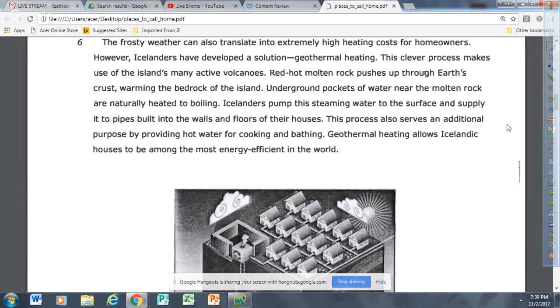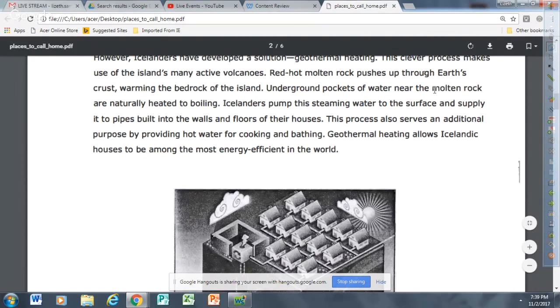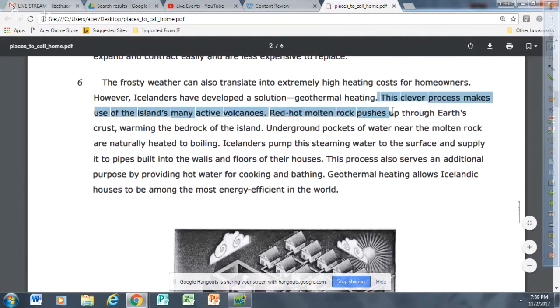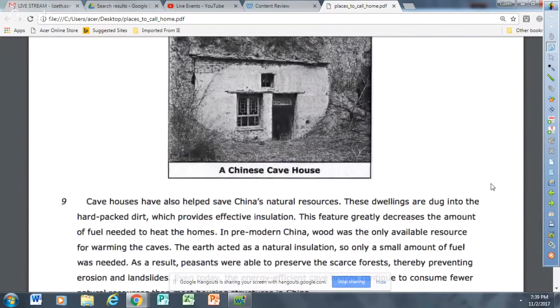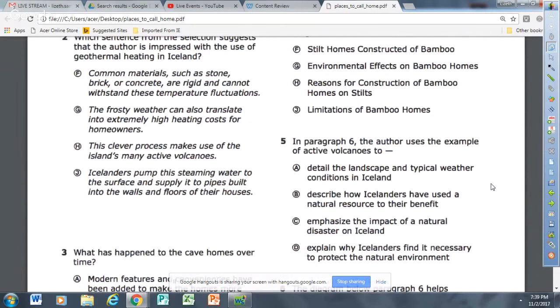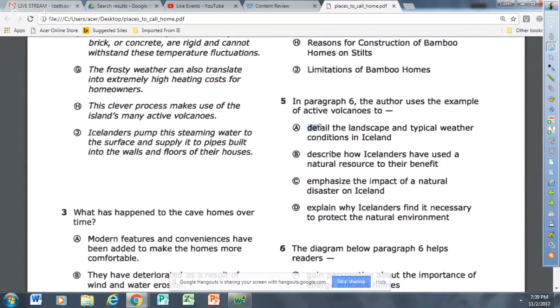So why did they even talk about the volcanoes? This clever process makes use of the island's active volcanoes, and then it explains how they utilized it. So what was the purpose of that? Our choices are to talk about the landscape, to talk about how they use natural resources, to show you the impact of a natural disaster, or to explain why it's necessary to protect the environment. So those are your choices. Go ahead and email me your answer.